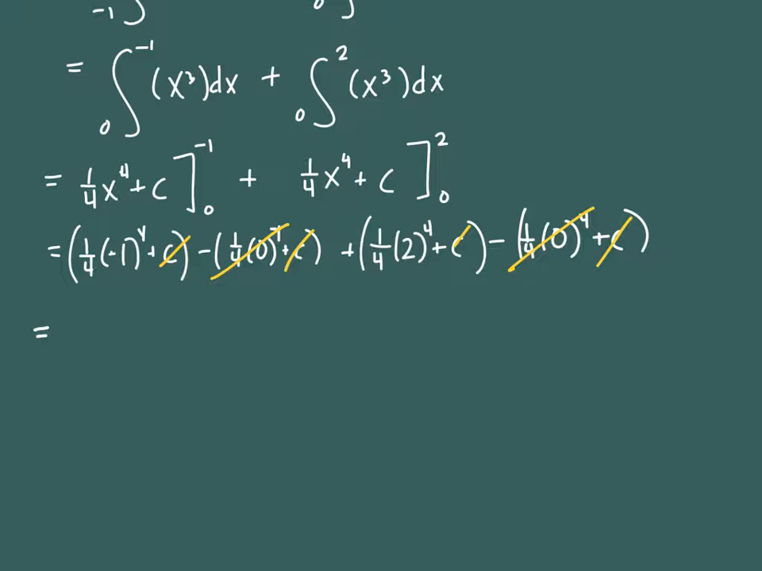So -1 to the 4th, that's going to give me a positive 1/4. Plus 4 is all that's left. So I get 17 over 4.